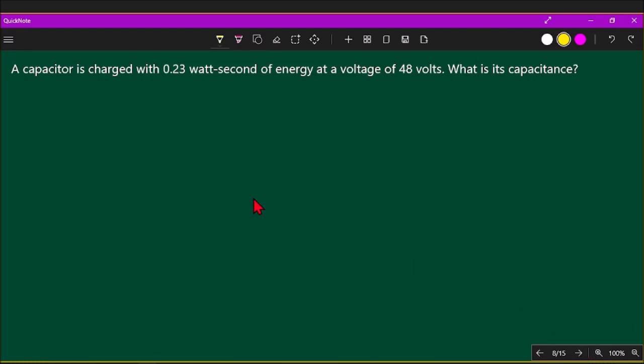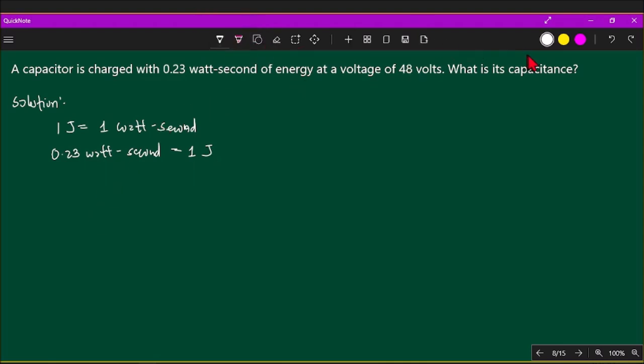A capacitor is charged at 0.23 watt second of energy at a voltage of 48 volts. What is the capacitance? Okay, so solution. We know that 1 joule is equal to 1 watt second. So with that, we could say that 0.23 watt second is equal to 0.23 joule, because our work must be in joule. The unit for that one must be in joule according to the formula.